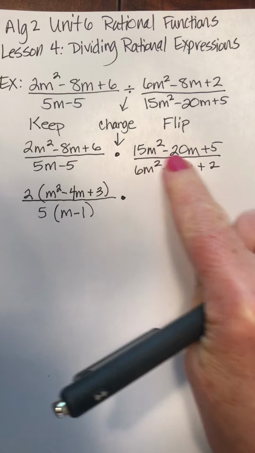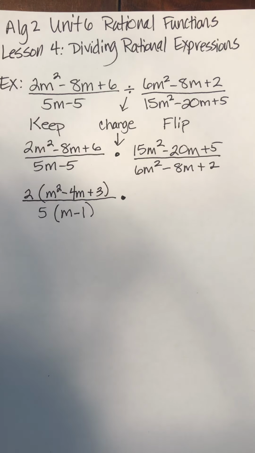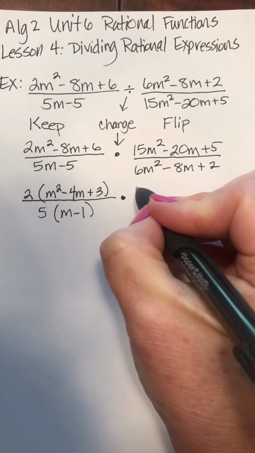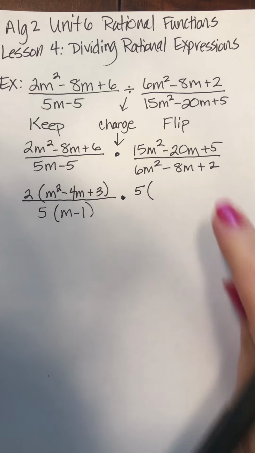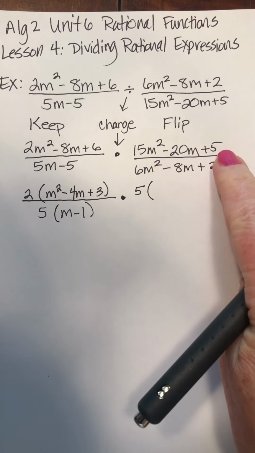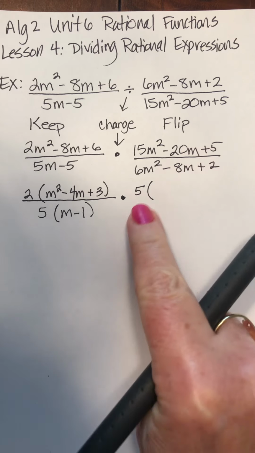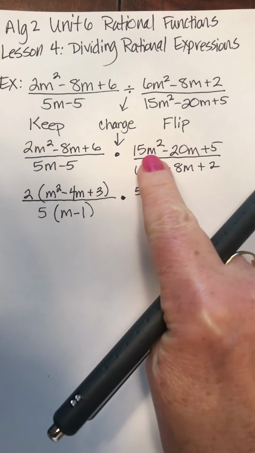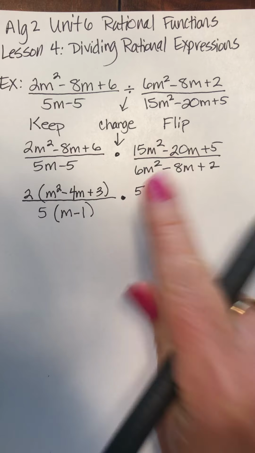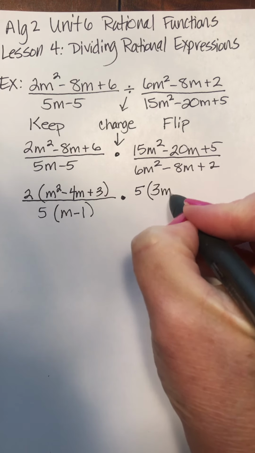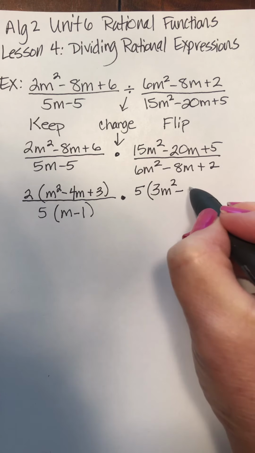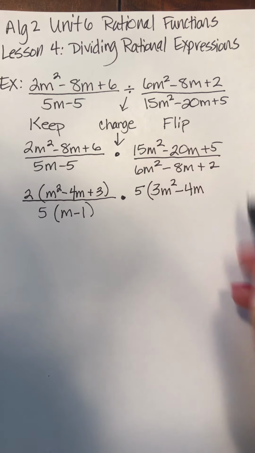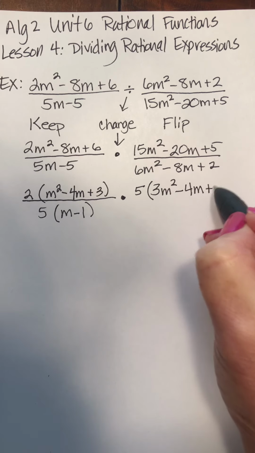I'm going to do the same thing in the second fraction. If you look, you have a 15, a 20, and a 5. Well, I know that 5 goes into all three of those terms. So I'm going to take a 5 out. I don't take out any variables because the 5 on the end here does not have a variable, so I can only take out a number. So I'm going to take 15m squared and divide that by 5. That's going to be 3m squared. Negative 20m divided by 5 is going to be negative 4m. And then 5 divided by 5 is 1.